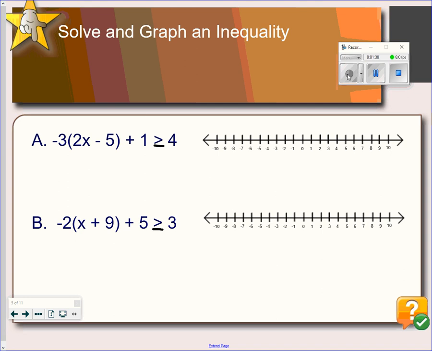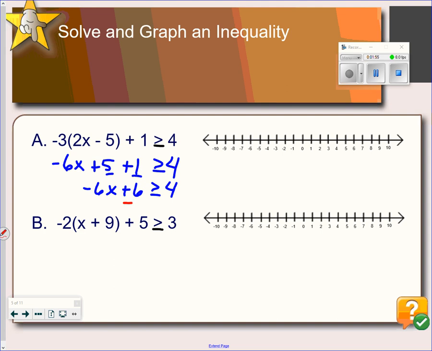So now we're going to solve an inequality and graph it. I'm going to do example A. You can do example B on your own. So first thing we'll do is distribute the -3. So that gives us -6x plus 15 plus 1 is greater than or equal to 4. Combining the 5 and the 1, we get -6x plus 6 is greater than or equal to 4.